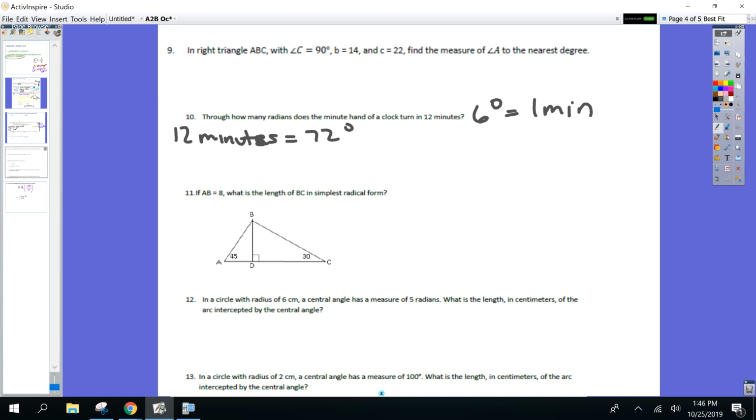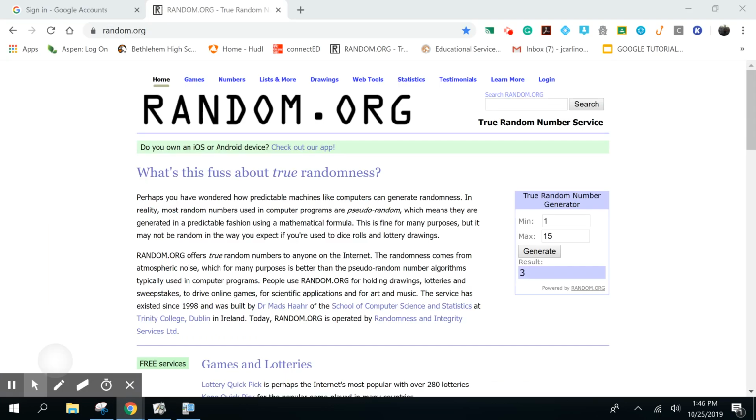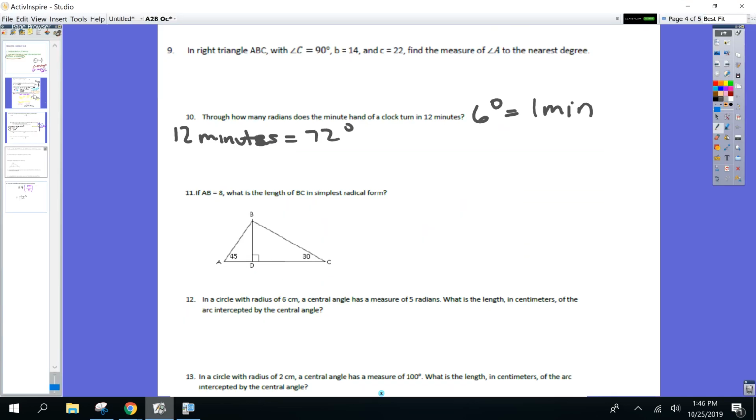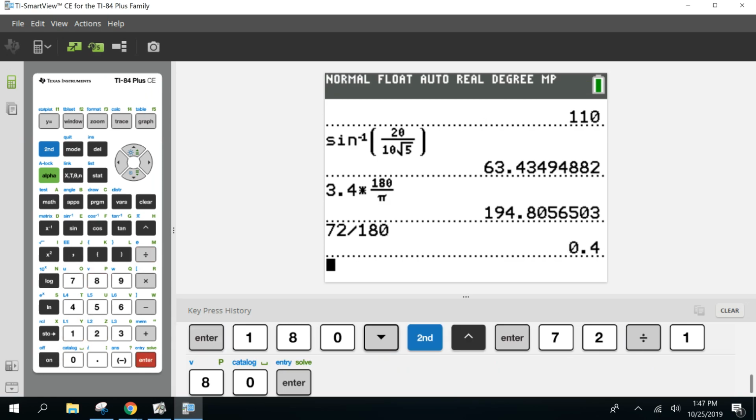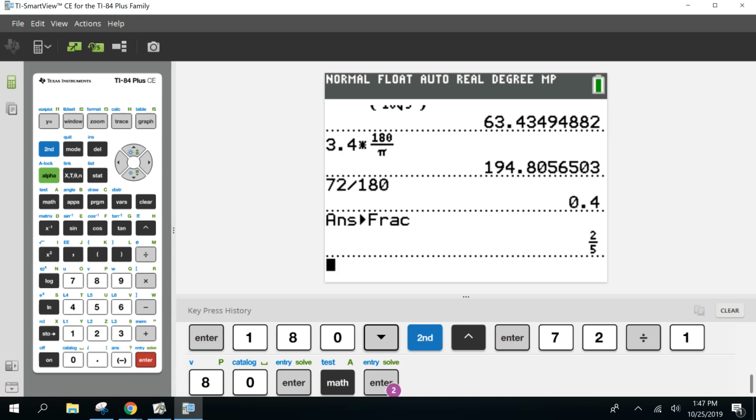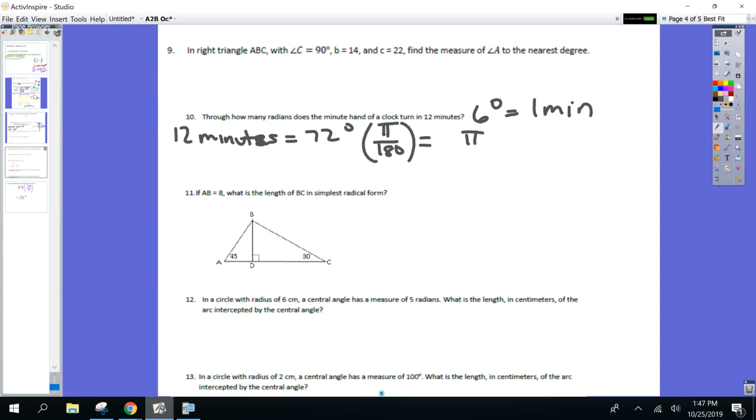All right, so what do I multiply 72 by then? So multiply that by pi over 180. You guys know I do not like that decimal in your calculator. What are you going to keep in your answer? The pi. And now you're just going to figure out what 72 over 180 reduces down to. 0.4, which as a fraction is 2 pi over 5 radians in 12 minutes. Okay.